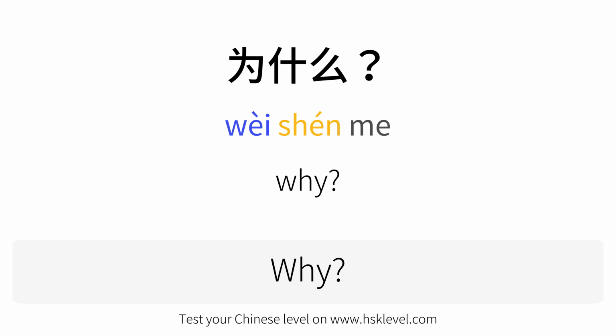The second part is 什么, which is a pronoun that means what. It is used to ask for information or to express uncertainty. For example, 你在做什么 means what are you doing?